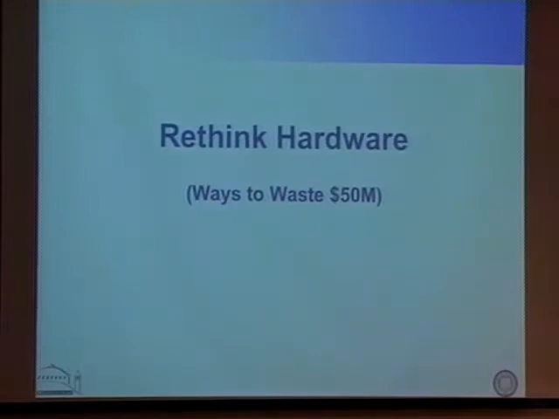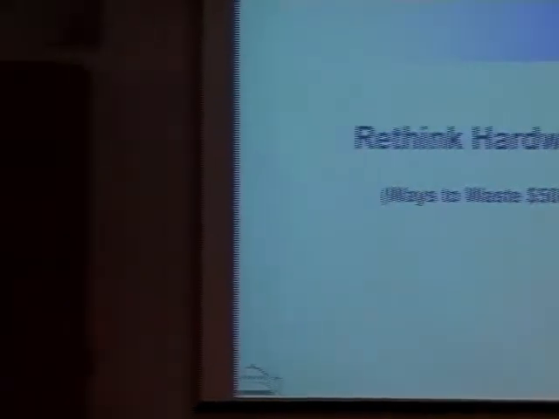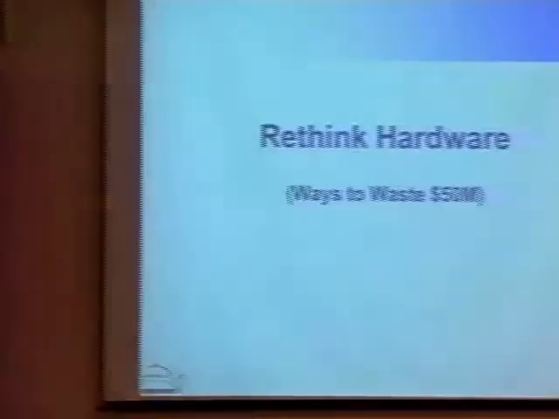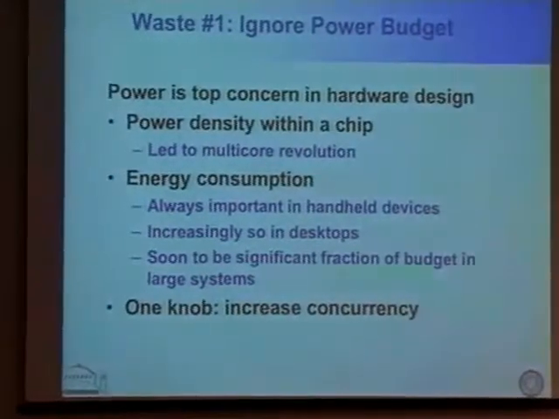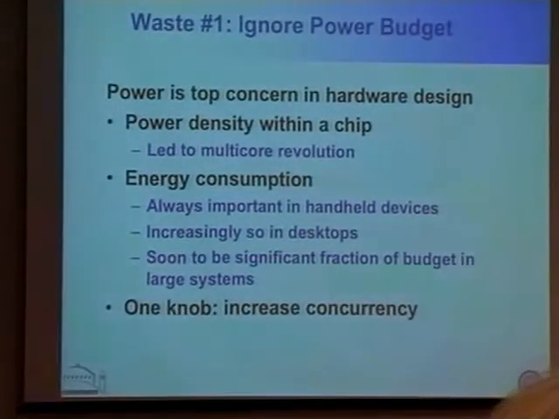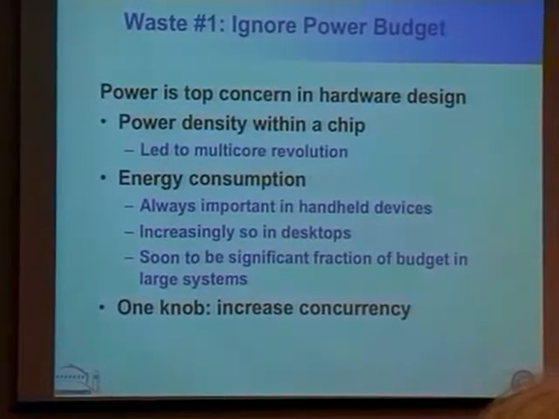So, rethinking the hardware. A petaflop machine is on the order of $50 million today, plus or minus, depending on exactly who you buy it from and at what point in time you buy it. The next thing I want to talk about is good ways to buy a $50 million machine and then throw away your performance somehow by not buying the right machine or not using it very effectively. So the number one way to waste some of your $50 million is to ignore the power budget. The power budget is the top concern in hardware design.